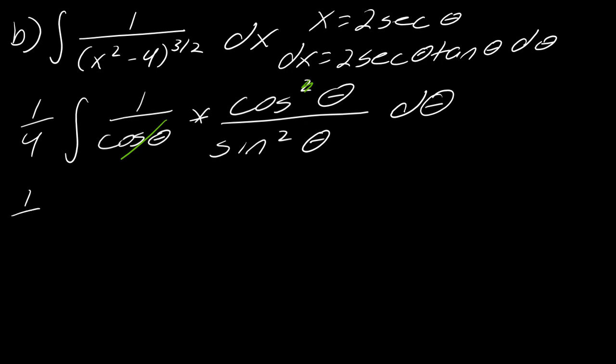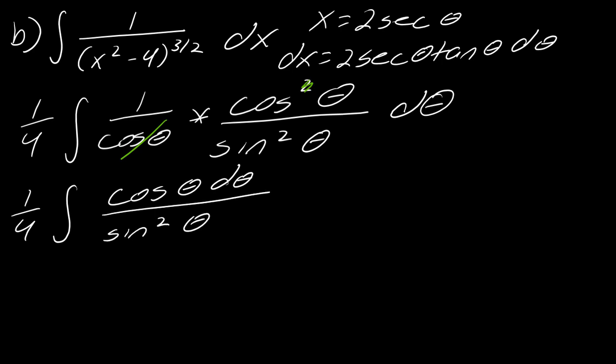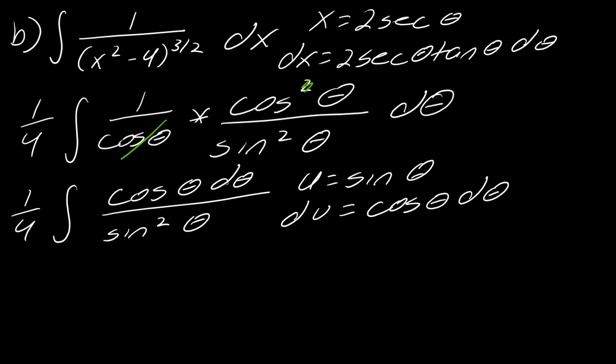And so now I've got 1 over 4 cosine theta d theta over sine squared theta. All right, and you have a few options now of how to handle this. To me, the first thing that I see is to use u substitution. So I'm going to let my u be sine theta and my du be cosine theta d theta. So then I'm left with du over u squared.